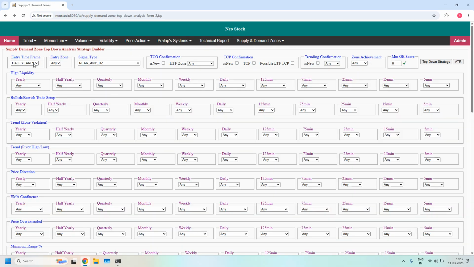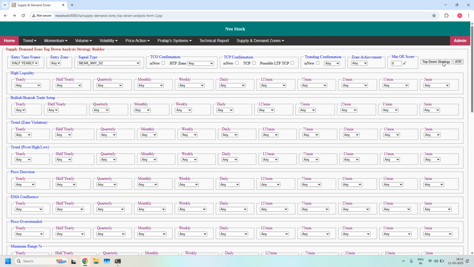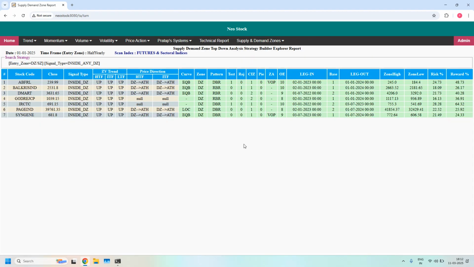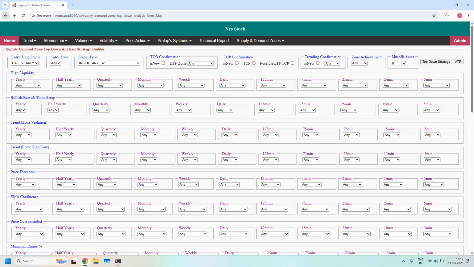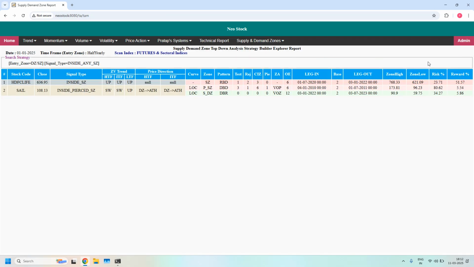Okay, next half yearly time frame, stocks near half yearly supply zone. We don't have any stocks. Half yearly time frame, price closed inside the half yearly demand zone. We got 7 stocks. Next half yearly time frame, price closed inside half yearly supply zone. We got 2 stocks.